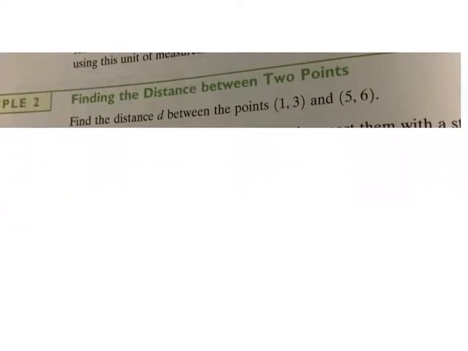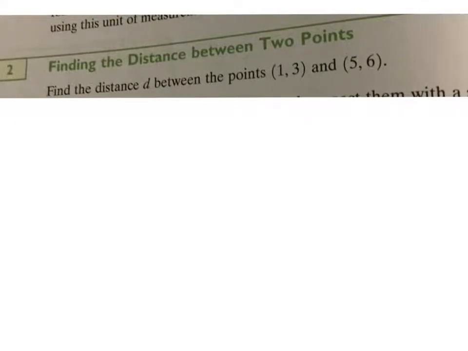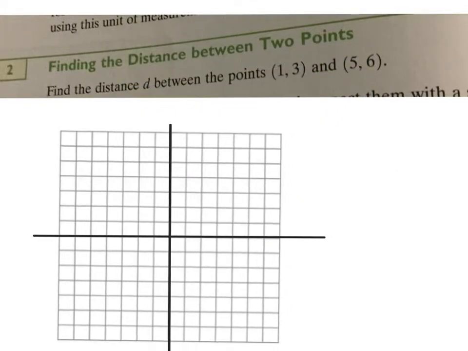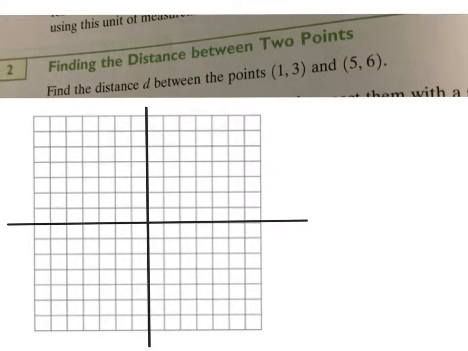So the first thing I want to do is look at example 2, which is finding distance between 2 points. So it tells us to find the distance between the 2 points (1, 3) and (5, 6). So let me get my Cartesian plane in here. There it is. Now, we may already know the distance formula and how to plug into it, but we're going to assume right now that we don't know the distance formula, and we're going to try to come up with a different way to find the distance between those 2 points.